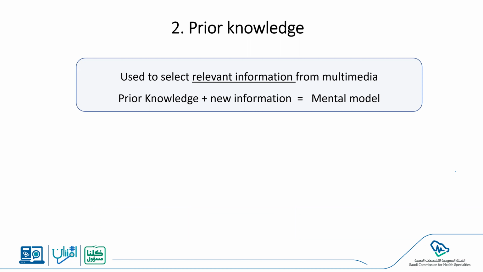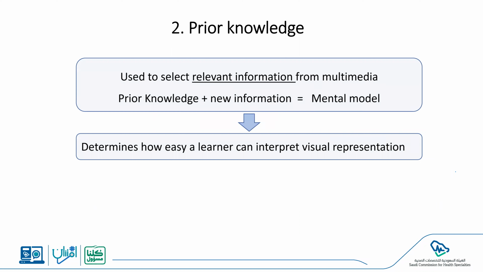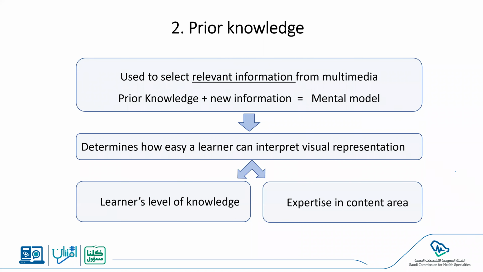Prior knowledge is important because it's used to select relevant information from multimedia. So if you have previous knowledge and you have new information, it's going to help you create your mental model. Of course, this differs according to the level of your audience. So it determines how easy the learner can interpret the visual representation.